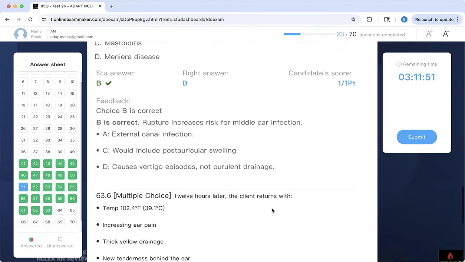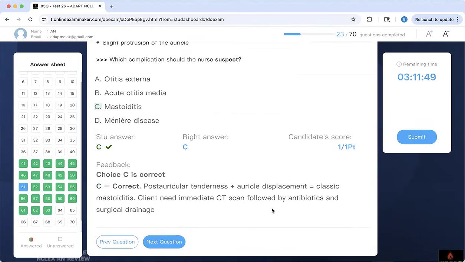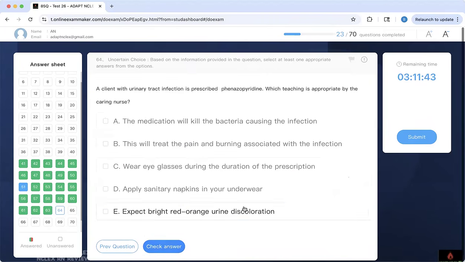This is our case. It shows up recently, tympanic membrane rupture, and how to manage it. What do you teach the parent? What do you need to worry about?